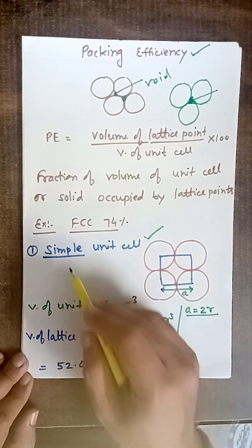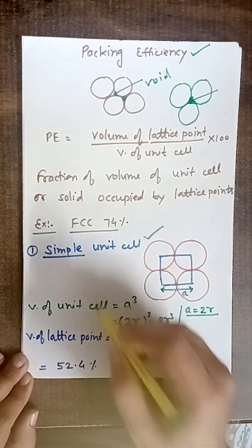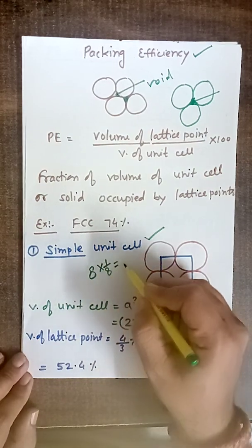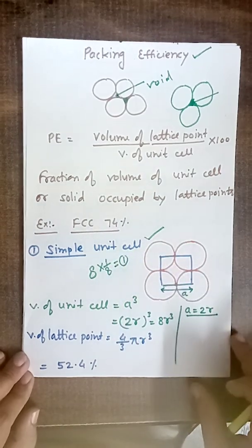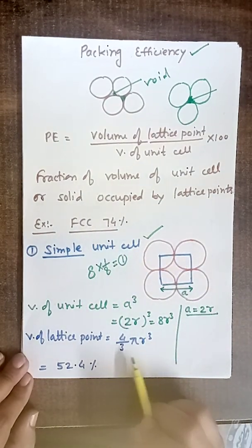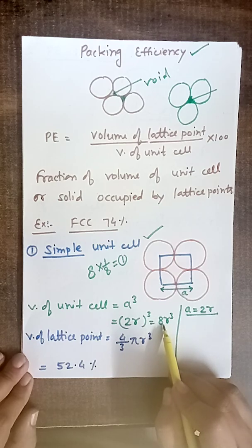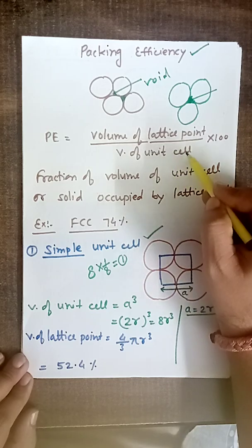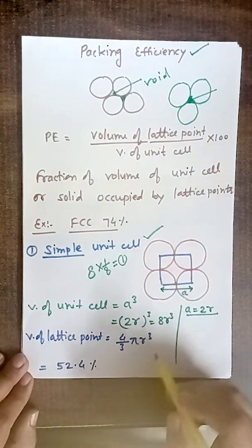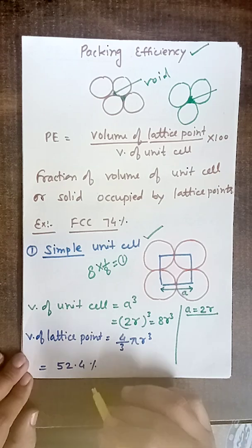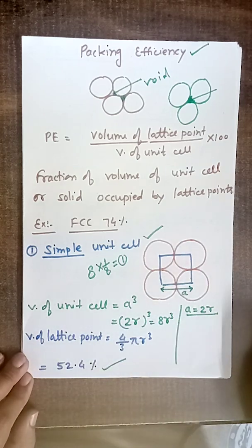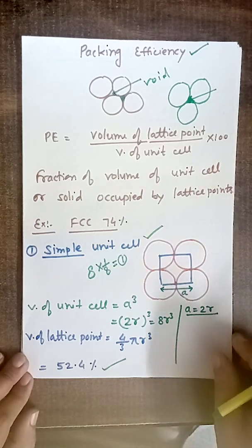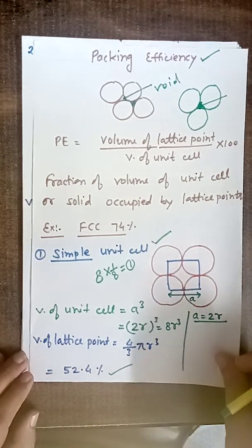There is only one particle per unit cell in simple unit cell. This we have calculated earlier: 8 corners, and the contribution of each corner is 1/8. So the number of particles per unit cell is only 1. So this is the total volume of particles, and this is the volume of unit cell. When you use the formula volume of lattice point to volume of unit cell, you can calculate packing efficiency. The r^3 will cancel by r^3, and after calculating you will get 52.4%. This is the packing efficiency in case of simple unit cell.